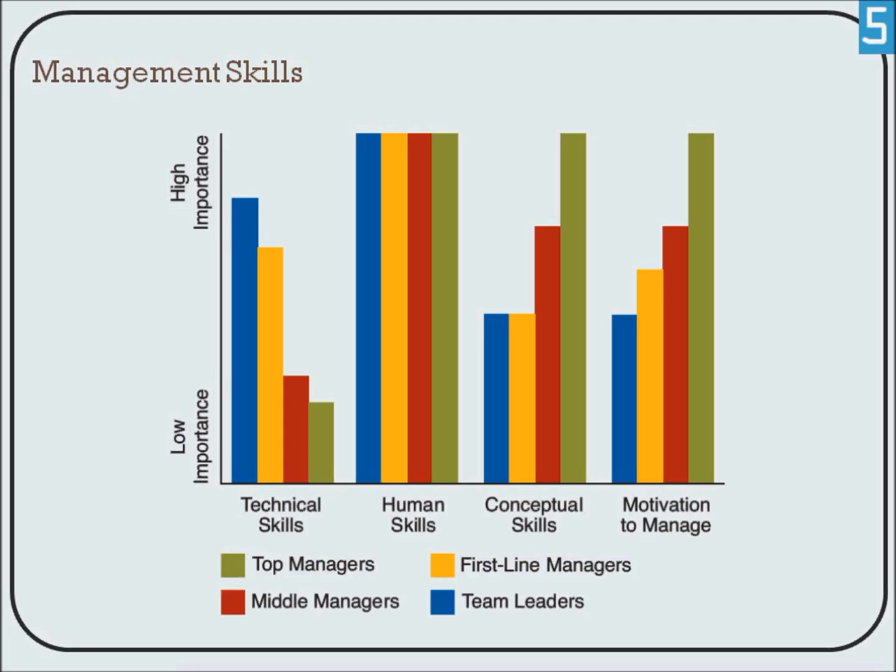See, again, we can go through this particular chart. Let's just talk about the human skills. You can see the human skills are required by all: top level, middle, first level managers and team leaders. Human skill is one skill which is required by all the managers. When we talk about the conceptual skill, you can see the green line at the top, which shows the top level managers need conceptual skill to the maximum. Red line indicates middle managers. So the middle managers also require conceptual skill, but not as much as the top level managers.